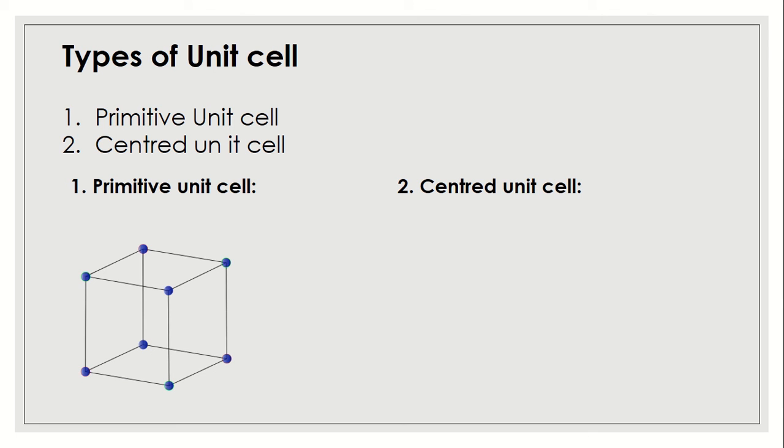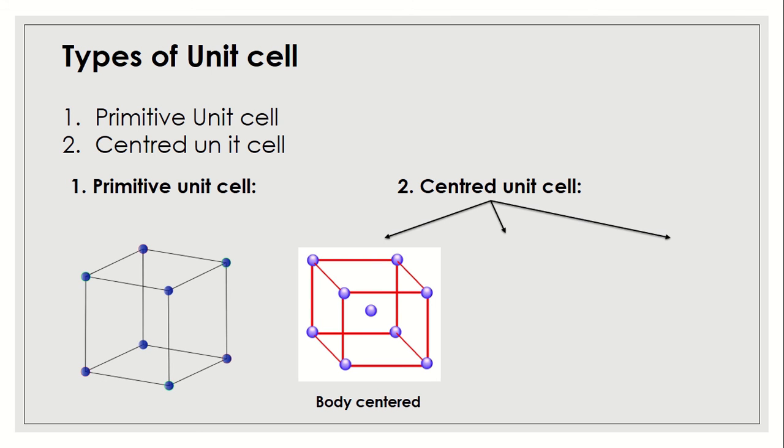Second one is the centered unit cell. When constituent particles are present not only at the corner positions but also at some other positions within the crystal, then that cell is known as a centered unit cell. Apart from the positions in a primitive unit cell, if you find any other constituent particles inside a unit cell, then this kind of unit cell is called a centered unit cell. Centered unit cells are further classified into body-centered unit cell, face-centered unit cell and end-centered unit cell.